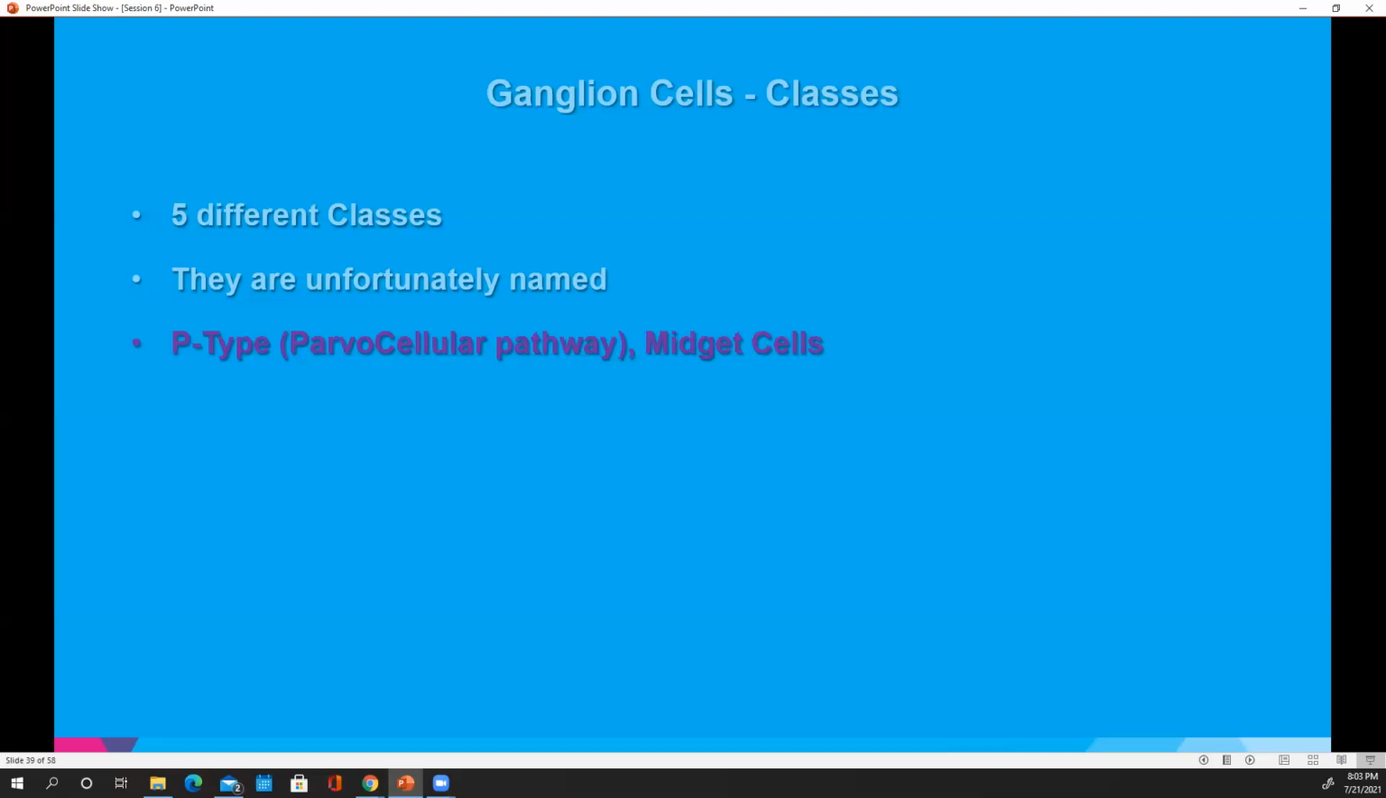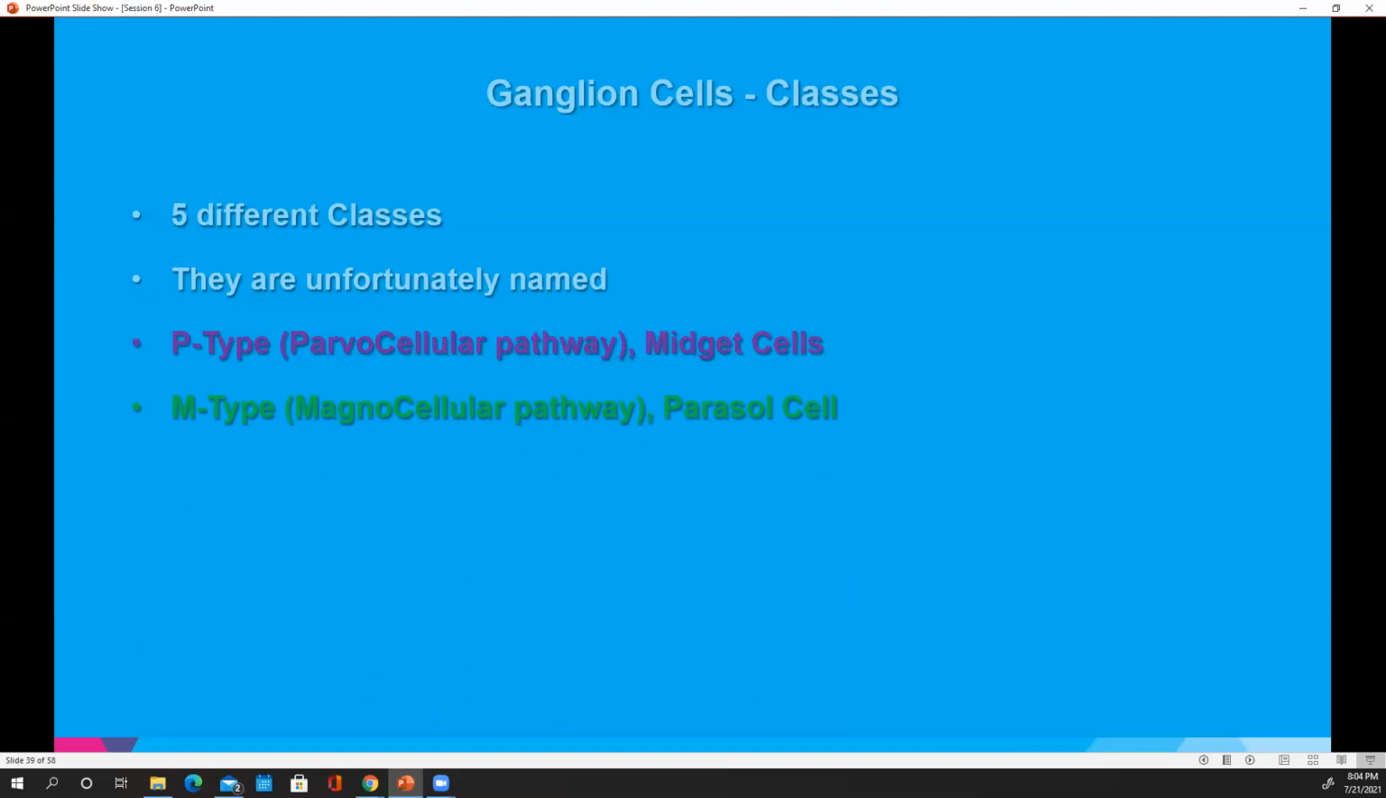So this, we're talking again about ganglion cells, right? A P-type parvocellular pathway equals midget ganglion cell. I also made this purple because it's P-type. So purple, P-type. Now, here's where everything just flips. Here you go. Thank you, nomenclature people.